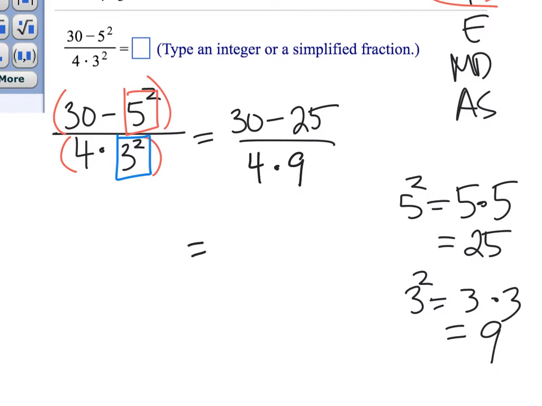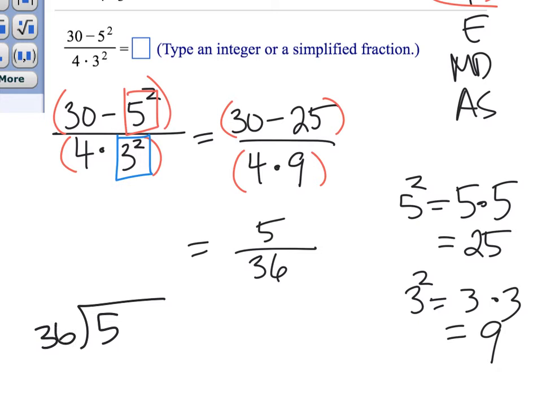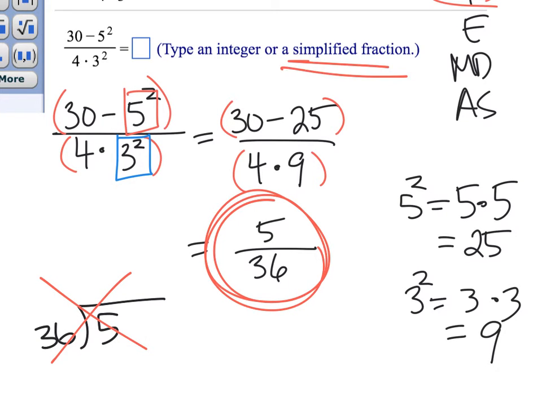Now, we're not able to divide until we solve the numerator and the denominator. So we still kind of have parentheses like this. So our numerator becomes 5 because 30 minus 25 is 5. Our denominator becomes 36 because 4 times 9 is 36. Now we have a fraction because 5 is not divisible by 36. So we are now officially done, and our answer is a simplified fraction, 5/36.